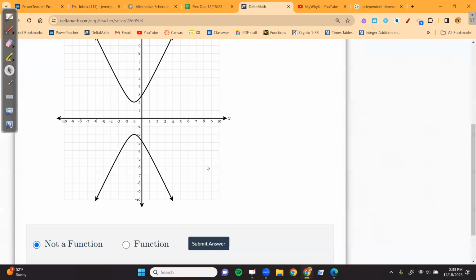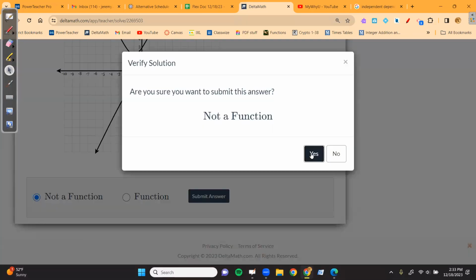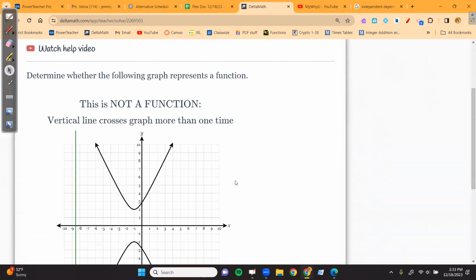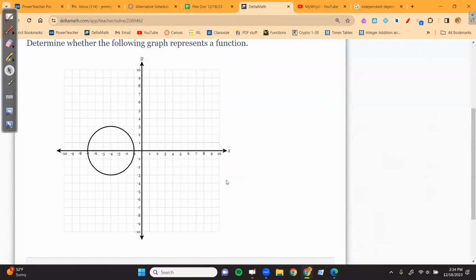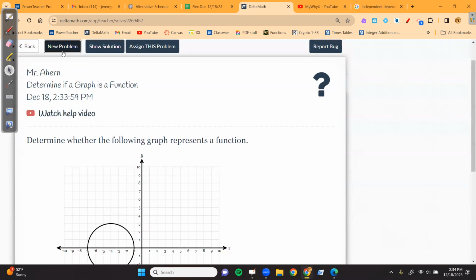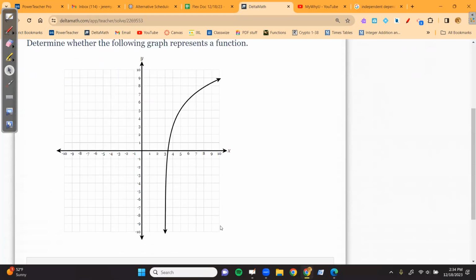No, it's going to fail the vertical line test miserably. So I would say not a function, submit my answer. And I got to say, Delta Math does this cool little demonstration after you submit these, and it shows you a little vertical line scanner, which is pretty cool. But you see why it's not a function, right? It fails because it exists above and below itself. Let's do another one of those. Is this a function? No. How about, is this a function?